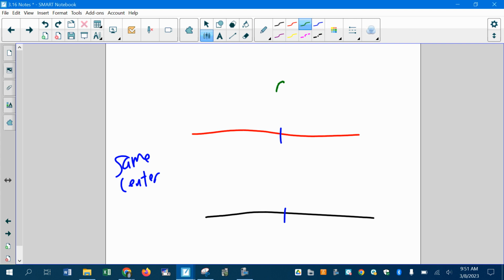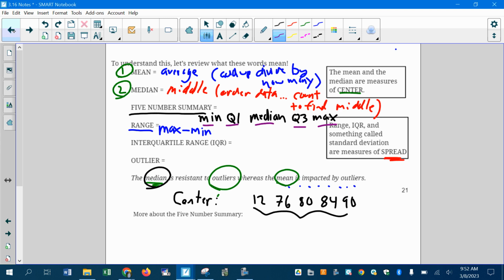What's the difference between these 2? They both have a center at the blue one. They're both symmetrical too. The difference between them is the second one has more spread. It's more spread out. The data is more spread out. Whereas the first one, the data is more packed together. So measuring how spread out the data is is important. One way you can do that is with range, which is max minus min. Another way you can do that is with something called interquartile range.